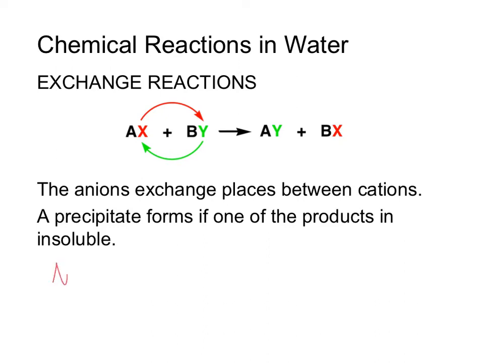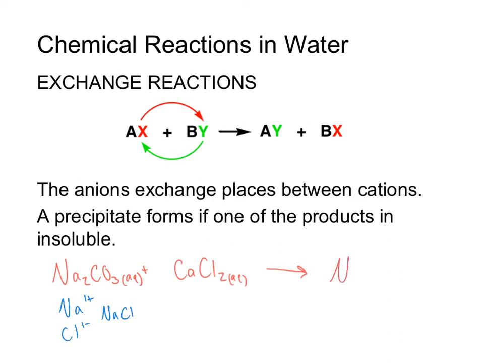If we have, for instance, sodium carbonate reacting together with calcium chloride, we know from our solubility chart that both of these are aqueous compounds. They are both soluble in water. And now we look at our new combination. Cl is now going to be together with Na. So we have to look at the rules that we learned in the last unit. We know that Na has a 1 plus charge, Cl has a 1 minus charge, so they will come together to form NaCl. That's one of our products.